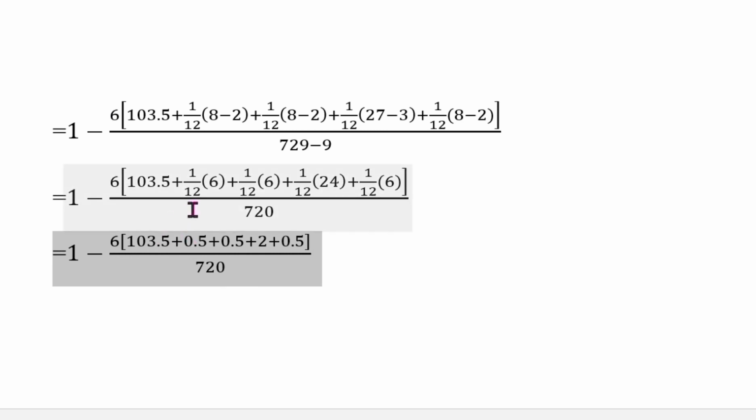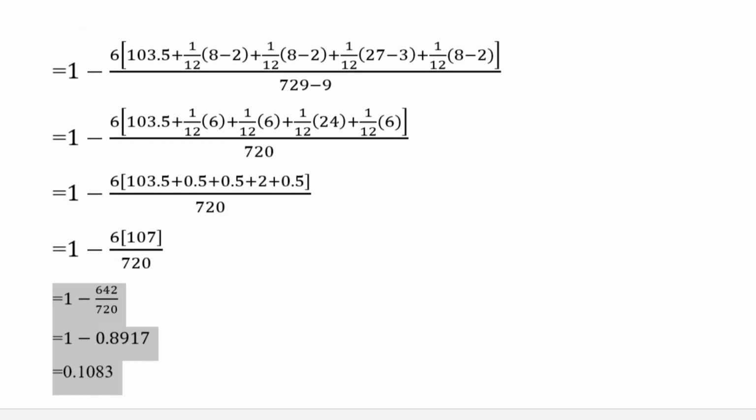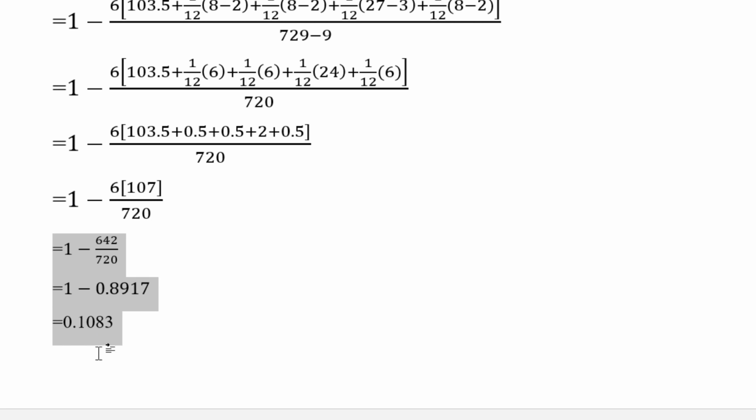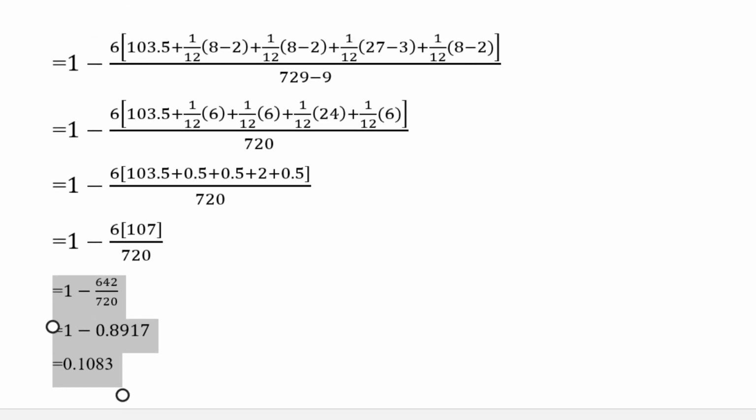So that's after we have multiplied this by this, getting us 0.5, this by that, giving us 0.5, this giving us 2, and this 0.5. Then you continue downwards until you get 0.1083 as the value of our rho. So that is how we calculate Spearman's rank coefficient of correlation for repeated ranks. Thank you.